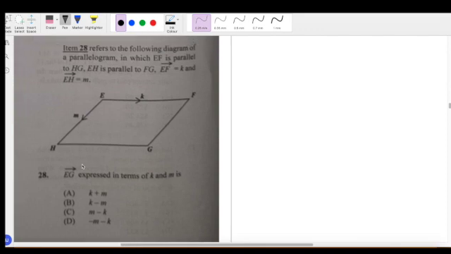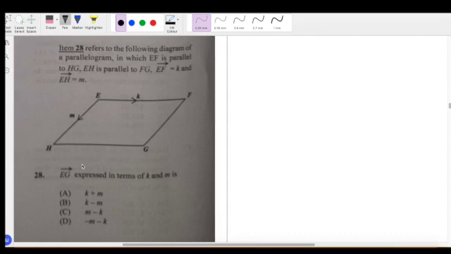So we have the parallelogram, item 28, which refers to the following diagram of a parallelogram in which EF is parallel to HG, EH is parallel to, so I see we have a whole bunch of parallel stuff there. It is a parallelogram, of course. EF is parallel to HG, right? And EH is parallel to FG. Notice the directions as well. EF is small k, and EH is small m.